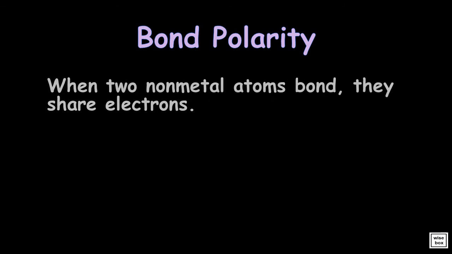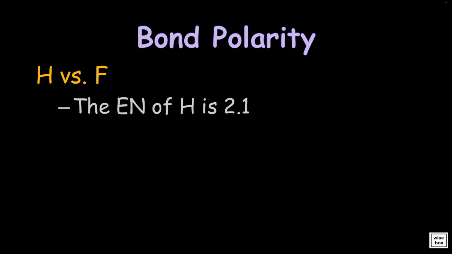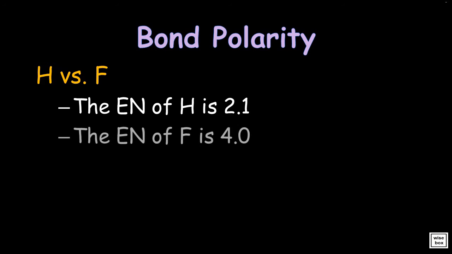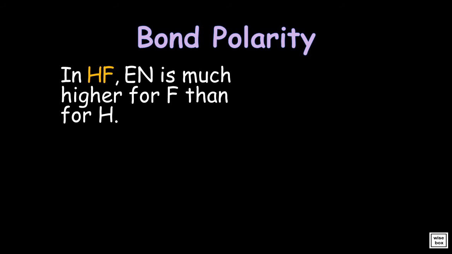When two non-metal atoms bond, they share electrons. They may or may not share electrons evenly. As an example, let's consider the fluorine molecule and the hydrogen fluoride molecule, or HF. The electronegativity of hydrogen is 2.1, while the electronegativity of fluorine is 4.0. Notice that the electronegativity of hydrogen is less than that of fluorine. In hydrogen fluoride, the electronegativity is much higher for fluorine than for hydrogen.